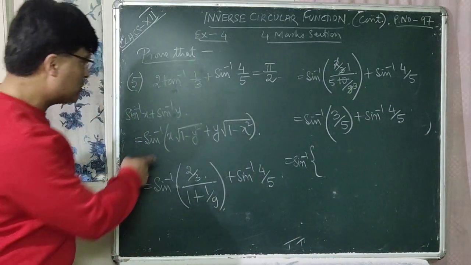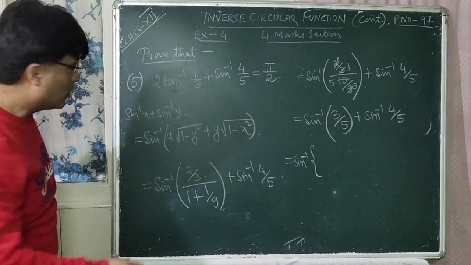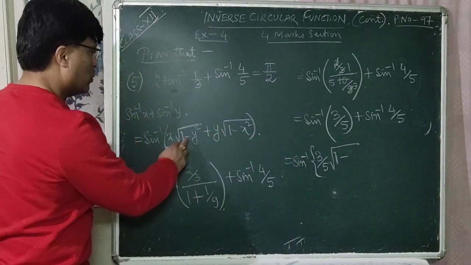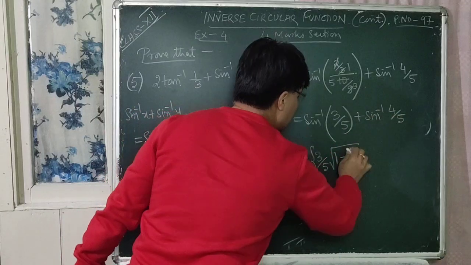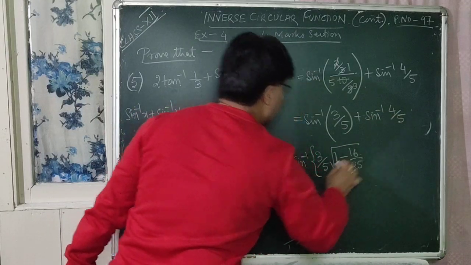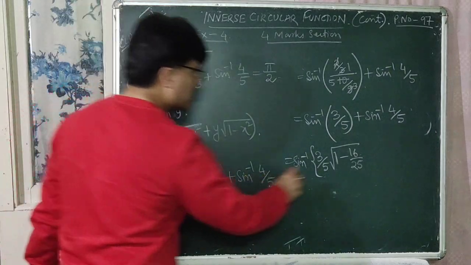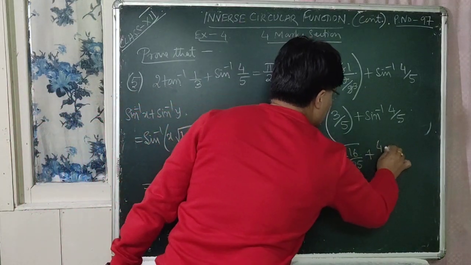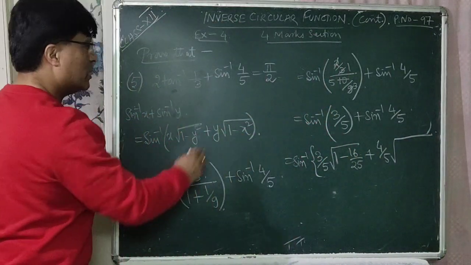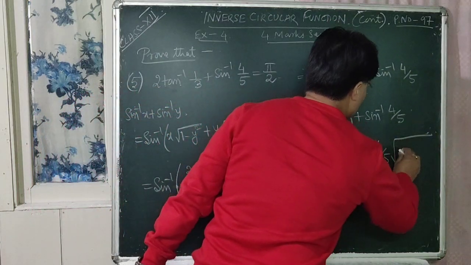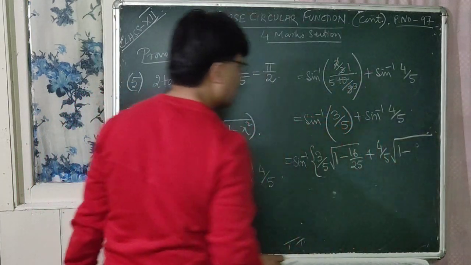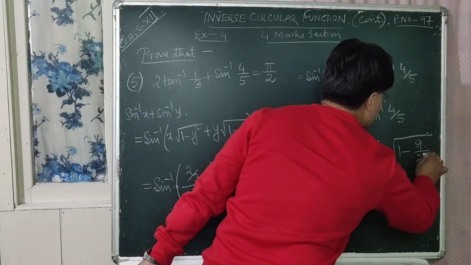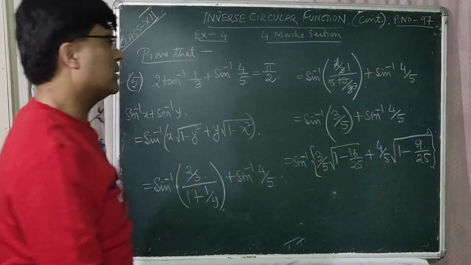Now let us write down this using the formula. So what is x? 3/5. 3/5 root under 1 minus what is y whole square? This is 16/25. Right? Next, plus sign is there. If it is plus, you should write plus here. And what is y in this case? It is 4/5 root under 1 minus x square. What is x whole square? 3/5 whole square. That means it is 9/25. Right? This is your 9/25.